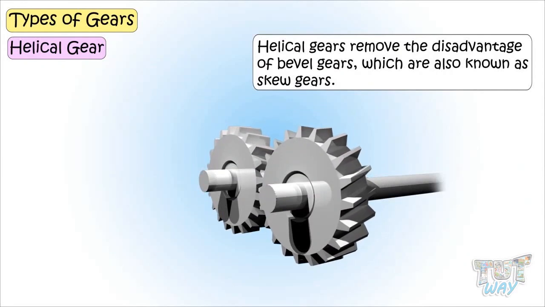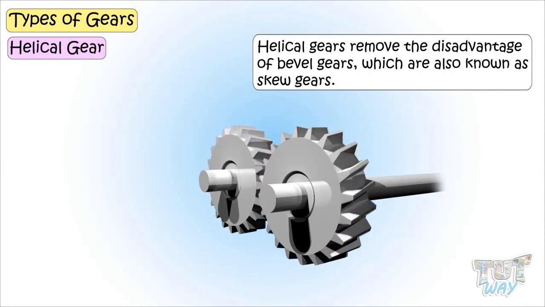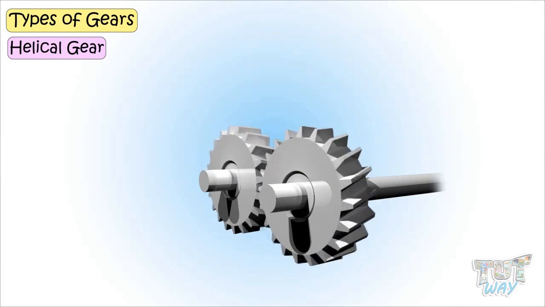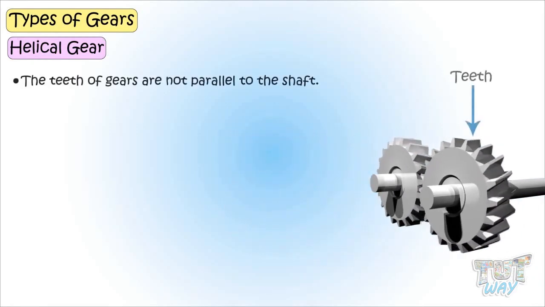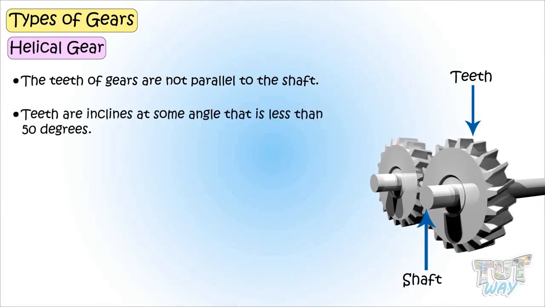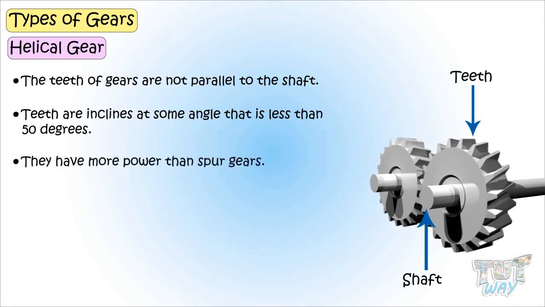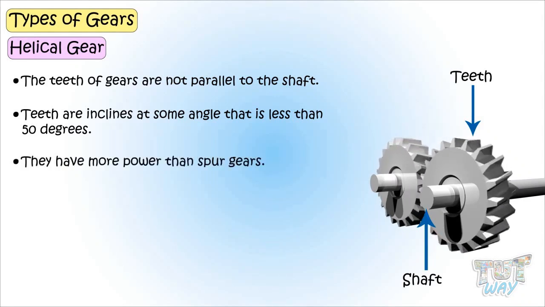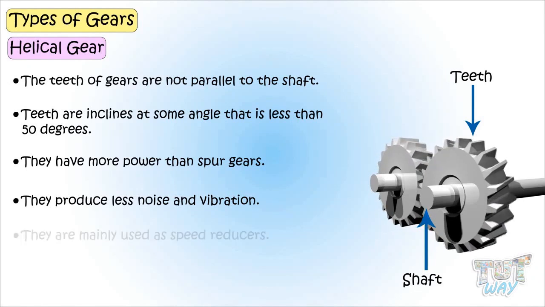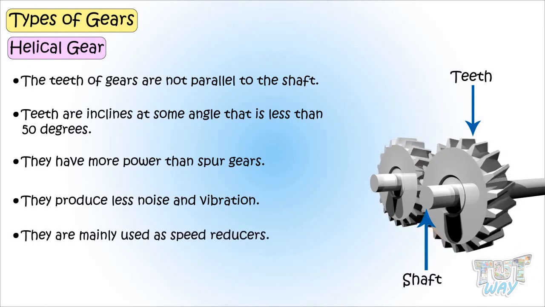Helical gear. Helical gears remove the disadvantage of spur gears, and they are called skew gears. In helical gears, the teeth of gears are not parallel to the shaft. Teeth are inclined at some angle, which is less than 50 degrees. Helical gears have more power than spur gears, and they also produce less noise and vibration. And their main function is to reduce speed.